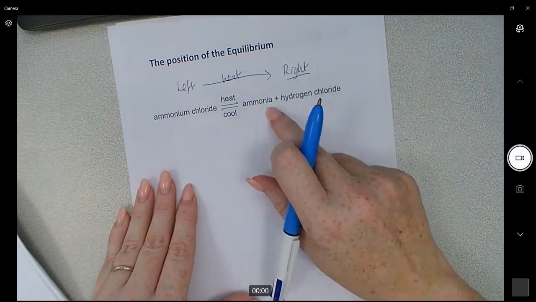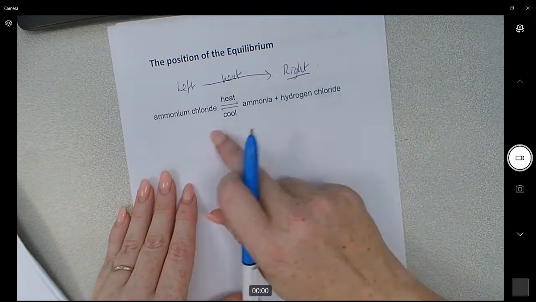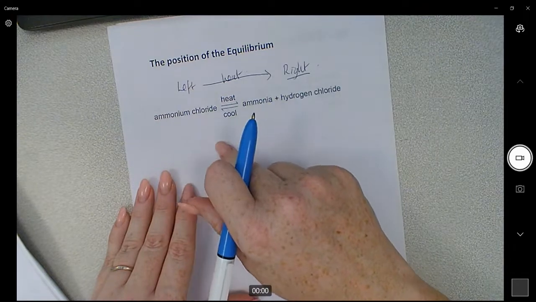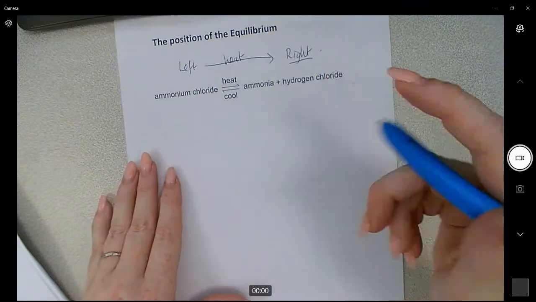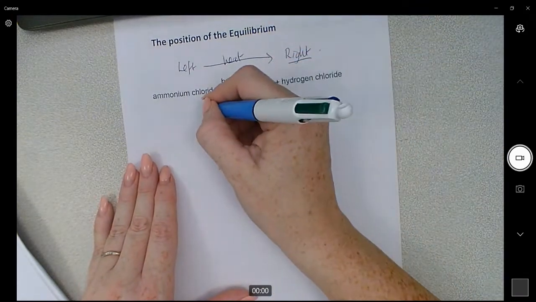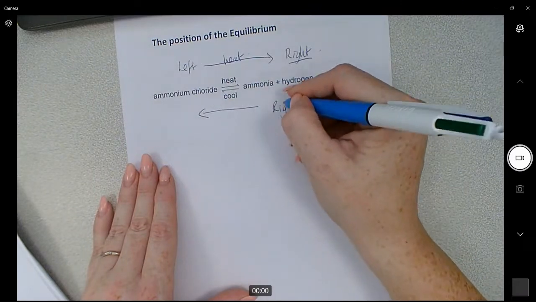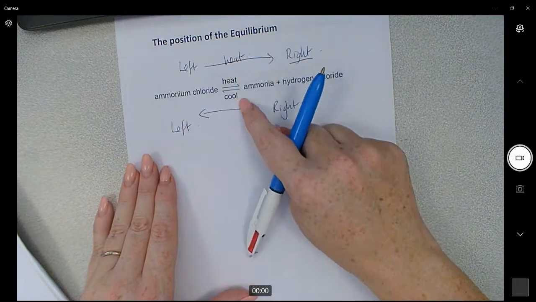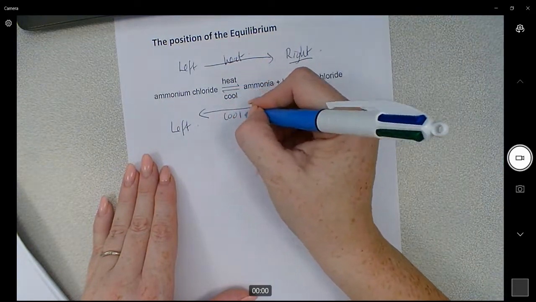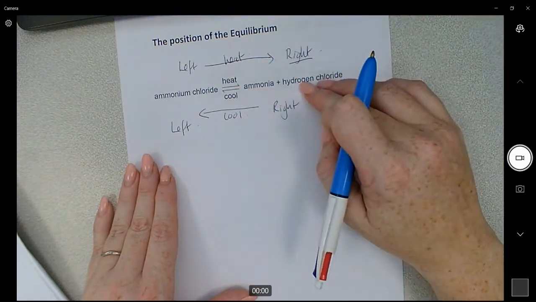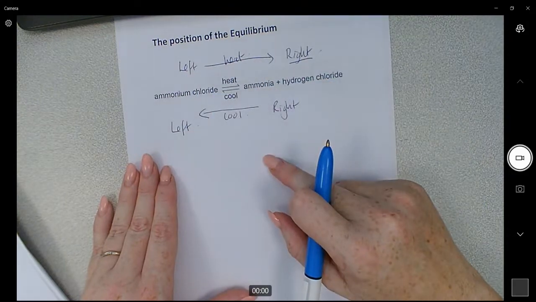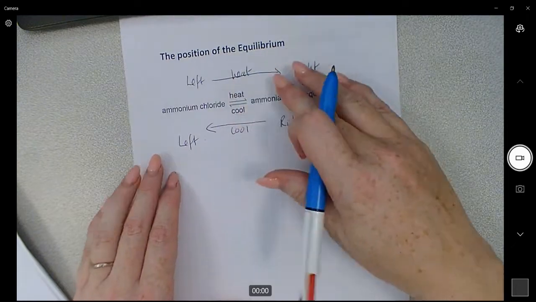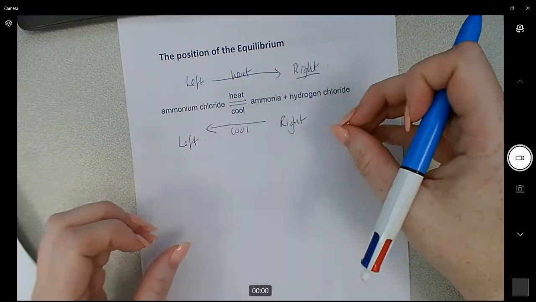Okay, in other words, I'm going to make more product, and eventually I'm going to make less ammonium chloride. Well, ammonium chloride levels would go down. Okay, if I want to go from here to here, so from the right to the left, well, actually, I've got to take away that heat energy, so I've got to cool it down. And that will then favour the backward reaction. So you've got to be aware that the position of the equilibrium can be changed depending on the conditions.